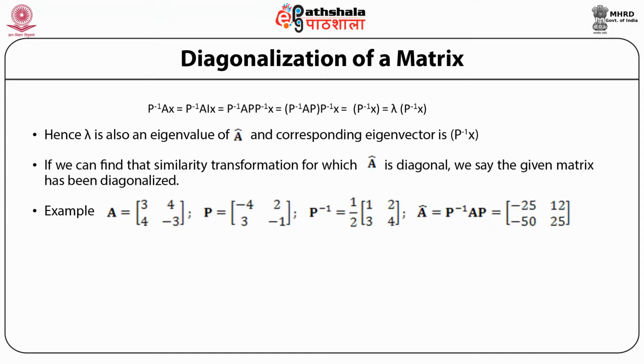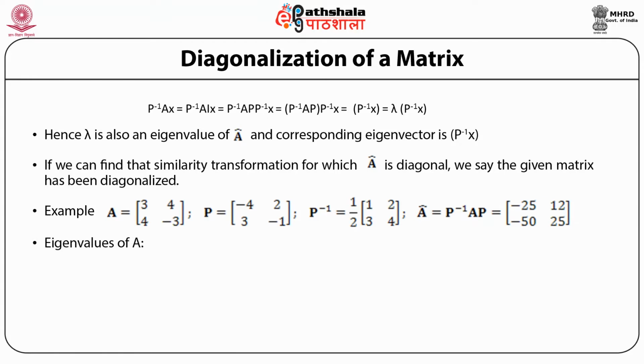Then P inverse is equal to 1 by 2 into a matrix with the first row elements being 1 and 2 and the second row being 3 and 4. A hat will be equal to P inverse times AP, which equals the 2 cross 2 matrix with the first row elements being minus 25 and 12, and the second row elements being minus 50 and 25.